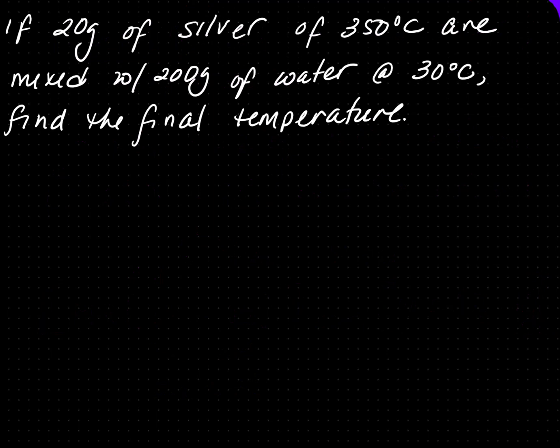Let's look at this first problem. If 20 grams of silver are mixed with water, so we have two different substances. We have silver that is mixed with water. So we know this is going to be a Q hot equals Q cold. So I'm going to identify silver has a mass of 20 grams.